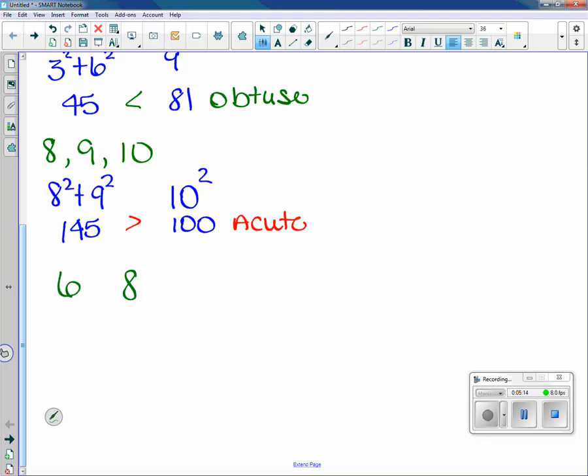6, 8, 10. Why is it acute? These are the smaller sides. That's the bigger side, correct? Do you agree with that, Jessica? Do you see the smaller sides won? They're bigger. So it's acute. If the bigger side is bigger, it's obtuse.